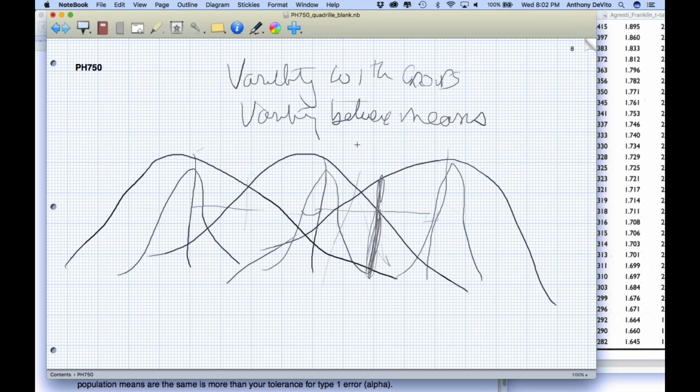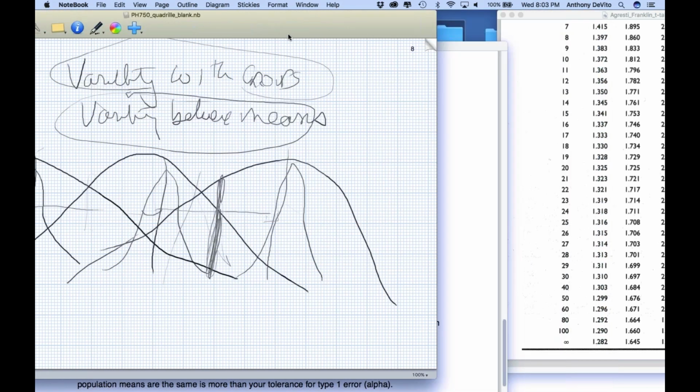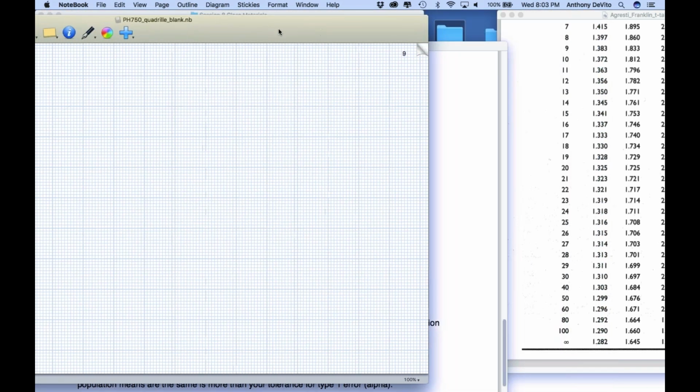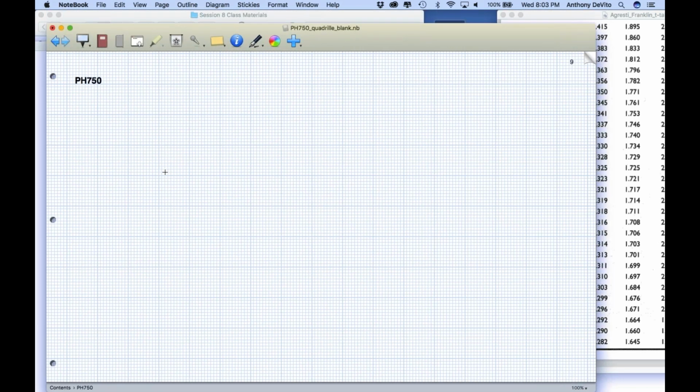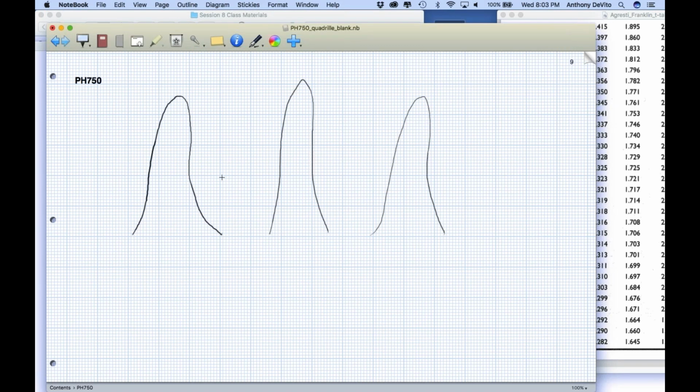So you're concerned about the variability within the groups as well as how far apart the means are. So what's a good thing here? A good thing is when you're dealing with small variability within the groups and a big difference between the means, big distance, big difference between the means.